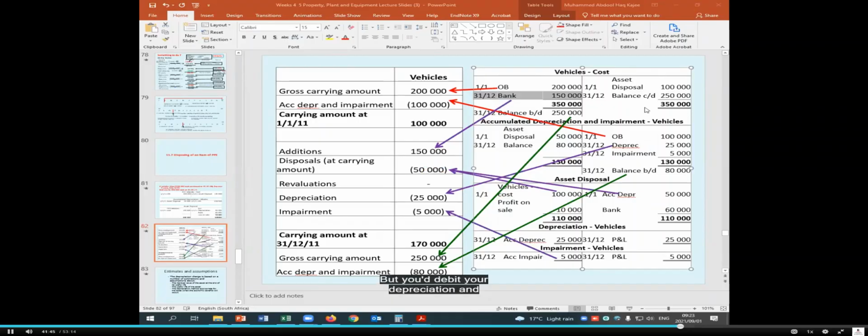You would debit your depreciation and your accumulated depreciation for half the year, and then transfer it to the asset disposal account. So what you've suggested here is the first part. Can you just add the depreciation? Yes, you will add the depreciation to your accumulated depreciation account. So you'll add an extra bit of depreciation here and then transfer the full amount to your asset disposal account.